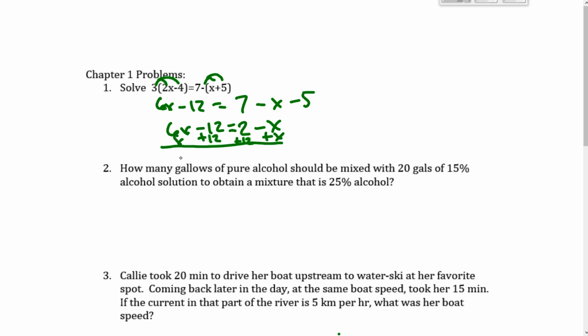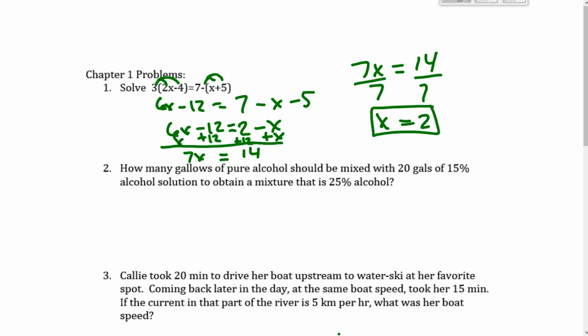and add x on both sides. So then I get 7x equals 14. Divide by 7, divide by 7, get x equals 2. You could always plug that back in and check it. 2 times 2 is 4, 4 minus 4 is 0, 0 times anything is 0. 2 plus 5 is 7, 7 minus 7 is 0, 0 does equal 0, that's a true statement. So x equals 2 is correct.